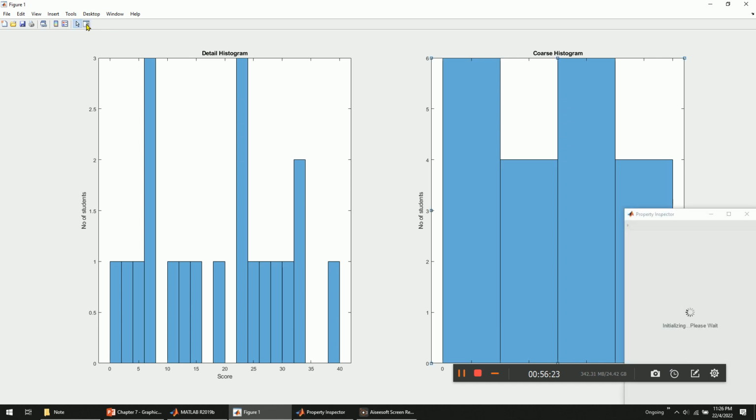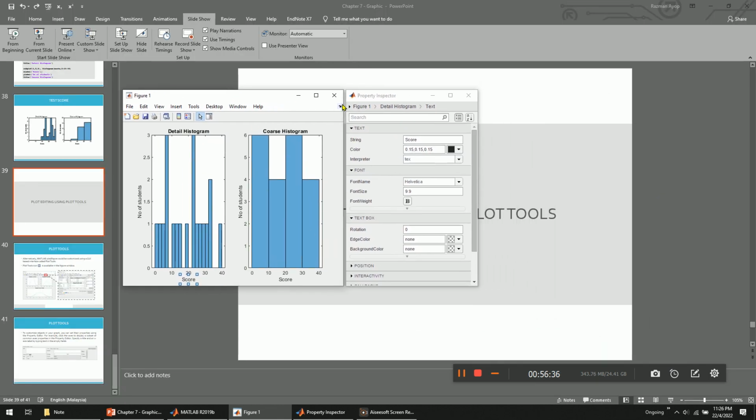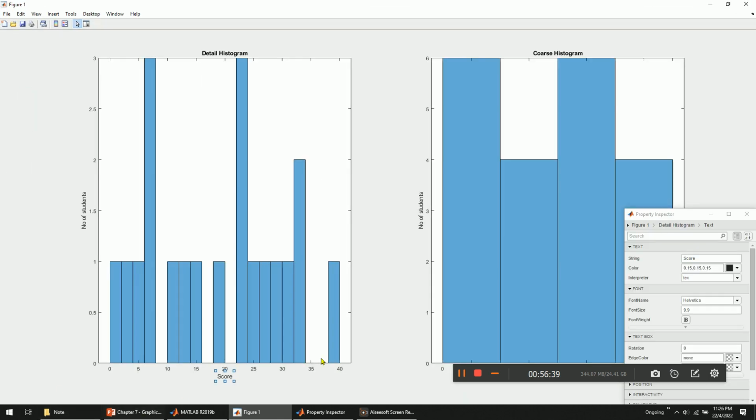You can click this, plot properties. For example, the score. Sorry about that, it's a little bit heavy for the wizard. So you just click here, score. You can change the size, for example you want to make it bold, make the size larger, 15 for example. For number of students, you want to change it to 20. You want to change the color.